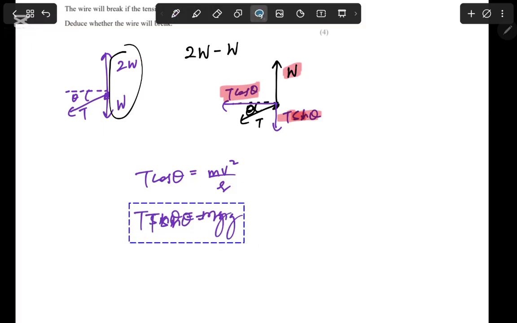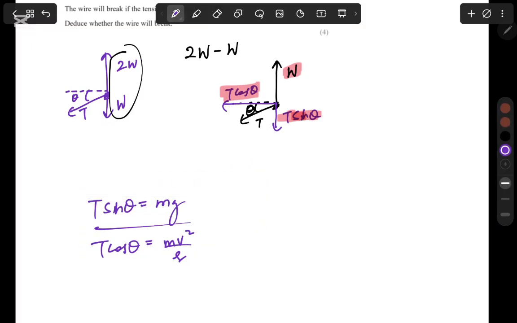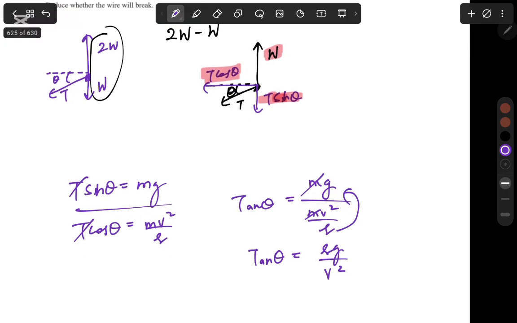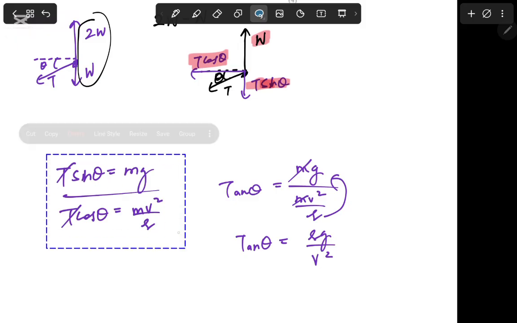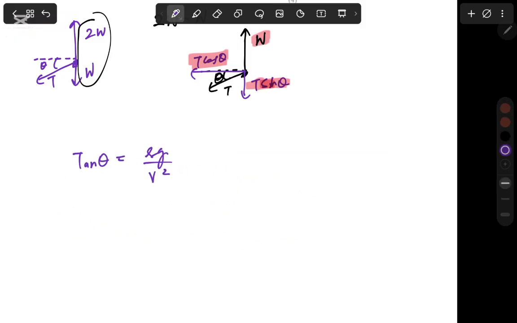Alright, now I'm going to take both the equations. We're going to divide them, and we're going to get tan theta equals mg over mv squared over r. These two m are going to cancel out. We're going to get tan theta as rg over v squared. Okay, I'm going to remove this. So now we're going to get our theta value.